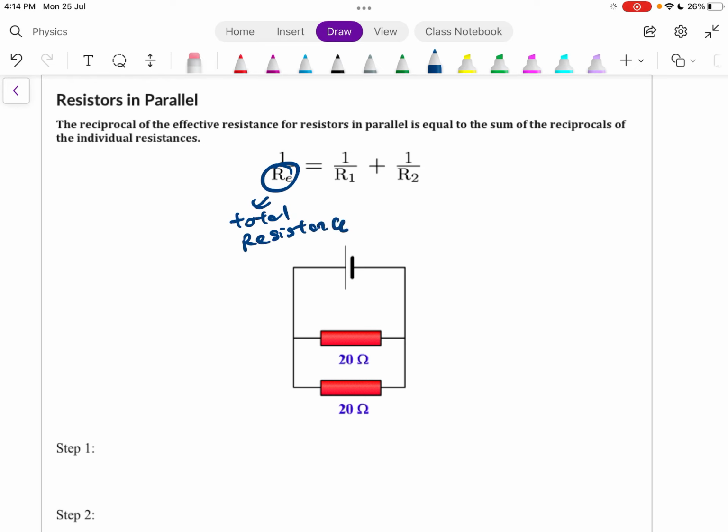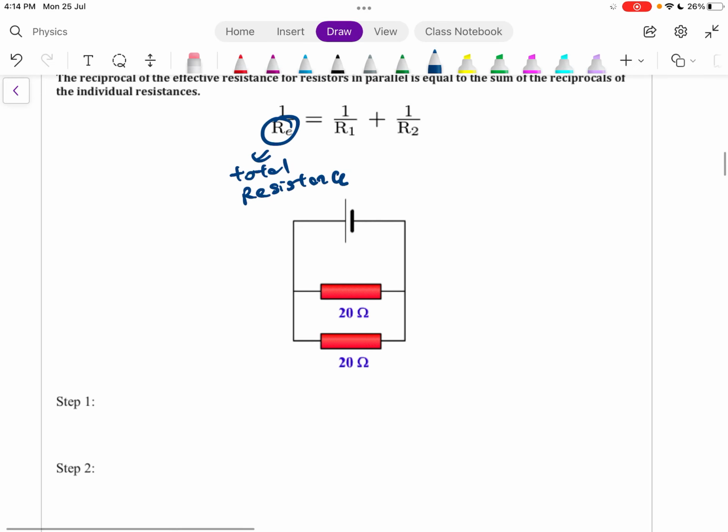is equal to 1 over R1 plus 1 over R2. Of course, if you have more resistors in a parallel circuit, just add a few more. In this example, I have two resistors in the parallel circuit, and they have the same resistance, right? So let's use our formula to calculate.